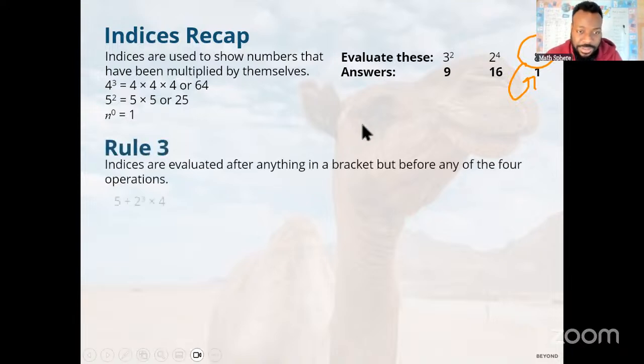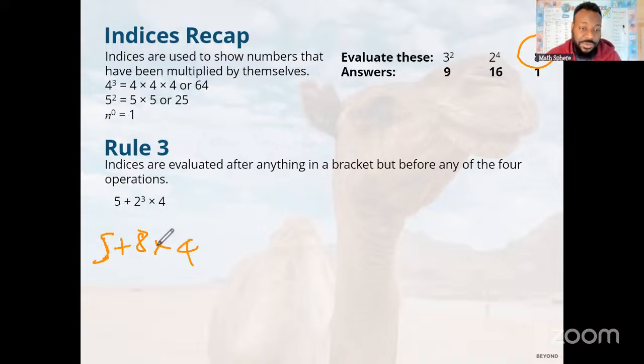All right, quick here. So indices are evaluated after anything in a bracket, but before any of the 4 operations. So we're not going to do 2 times 4 and then try to power everything up. We're not going to do that. We're going to do the 2 cubed first, which gives us 8, and then we'll write it out. And then we'll handle the next order, which is 8 times 4, 32, and then we'll add 5 to that as well, giving us 37. Okay, let's clear this.